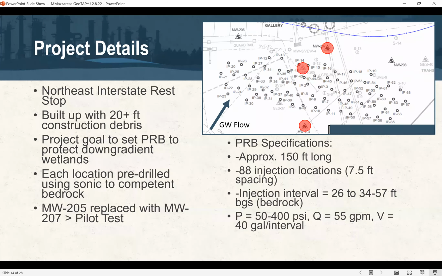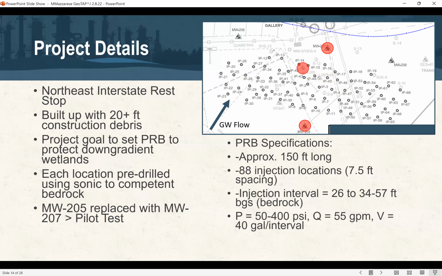It's about 150 feet long, with a total of 88 injection points on that 7.5 foot spacing that I had mentioned earlier. The interval varied quite a bit depending on where competent bedrock was, between 34 and 57 feet BGS. Down below, you'll see that our pressure range was 50 to 400 PSI. That subtracts out your system pressure, so that has been taken out already. The injection flow rate was 55 gallons a minute, and we were injecting 40 gallons of slurry per interval.